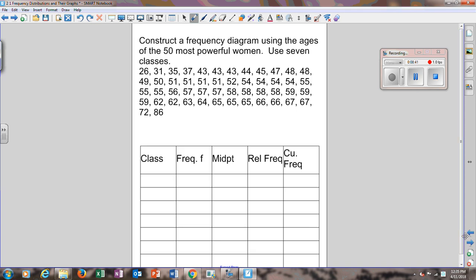Okay, let's do the same thing with the 50 most powerful women. Go ahead and copy the information down from your other table and then try this on your own. Pause the video and then you can play it and I'll have all that stuff done.